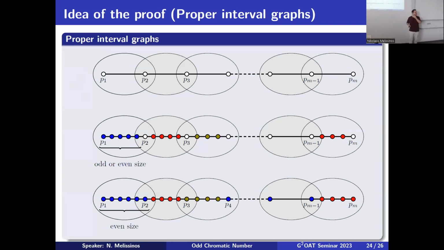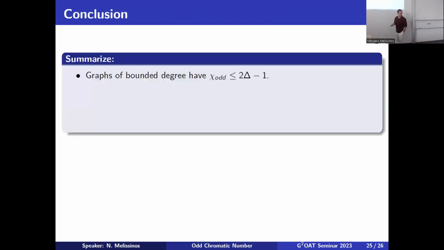Okay. Probably I was running, like I said, because now I'm starting to conclude. So what we managed to show is that graphs of bounded degree request at most 2 delta minus 1 colors. Graphs of bounded modular width request 3 times the modular width.